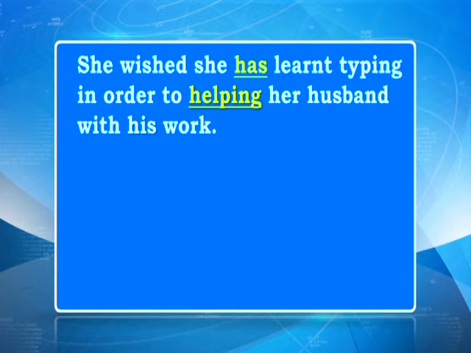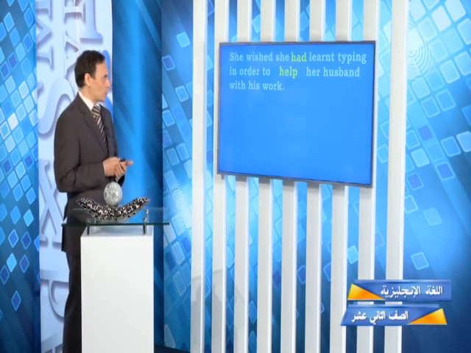So to correct this sentence, it should read, she wished she had learned typing in order to, and after in order to, I need to use the base form of the verb, which means an infinitive without to. So we don't need to use the gerund here, and gerund is a verb followed by an ing. So if I delete the ing, then the sentence would be perfectly correct. And the whole sentence reads, she wished she had learned typing in order to help her husband with his work.